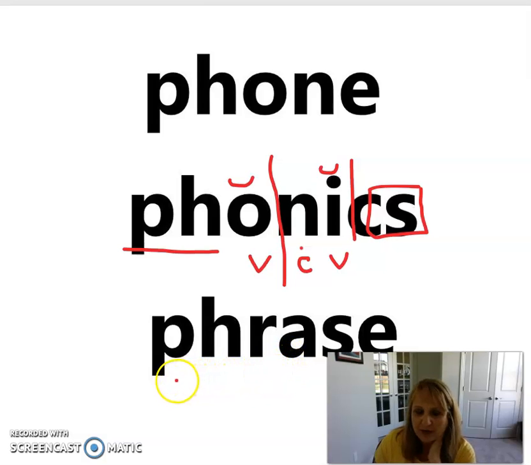I will give you a minute to write it on your paper. P-H-R-A-S-E, phrase. Go ahead and try to code that, and then we will do it together. Good job. Did you underline the PH? Digraph PH. A, S, and sneaky E, which makes the A say its name. Phrase. Let's clap that out. Phrase. It is just one syllable.